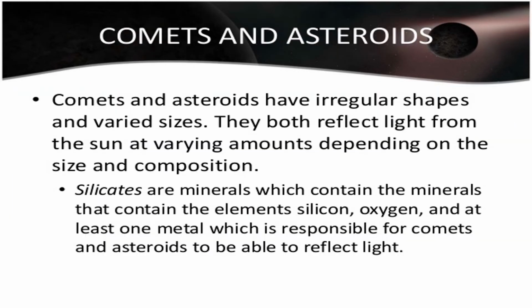Now, comets and asteroids have irregular shapes and they vary in size. They both reflect light from the Sun in varying amounts depending on size and composition. This is how they differ from each other. Silicates are minerals that contain the elements silicon, oxygen, and at least one metal, which is responsible for the comets and asteroids being able to reflect light. Once they reflect light, they are glowing. If they don't reflect the light, then they are not really visible to our naked eye.